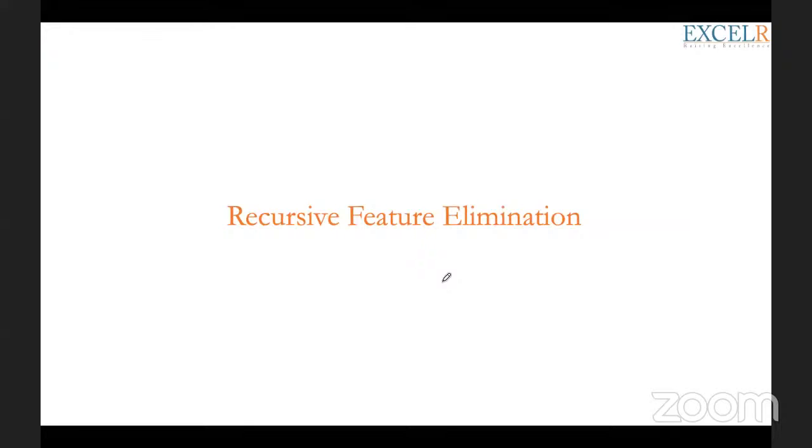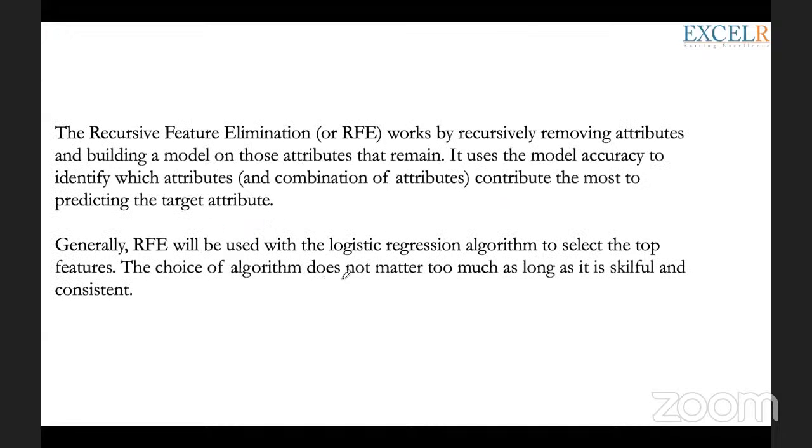Then the next method is recursive feature elimination, RFE. Recursive feature elimination works by recursively removing attributes and building a model on those attributes that remain. Let us say, for example, I have three variables, x1, x2, and x3, and I've used these three variables to build the regression equation or any model for that matter. I have got an accuracy of 95%. So this is the first model.